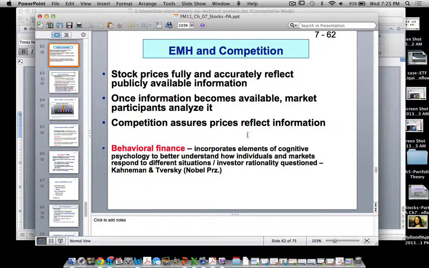So behavioral finance comes in. It incorporates elements of cognitive psychology to better understand how individuals and markets respond to different situations. And the core of behavioral finance, and why it was initially pushed back and rejected, was once again the same thing. The core of it is that investor rationality is questioned. It's basically you saying to me, and I don't want to say that to you, so you can say it to me, I can handle it: Pank, you're crazy, or Pank, you're stupid, or Pank, you don't get it, or Pank, you're not rational.